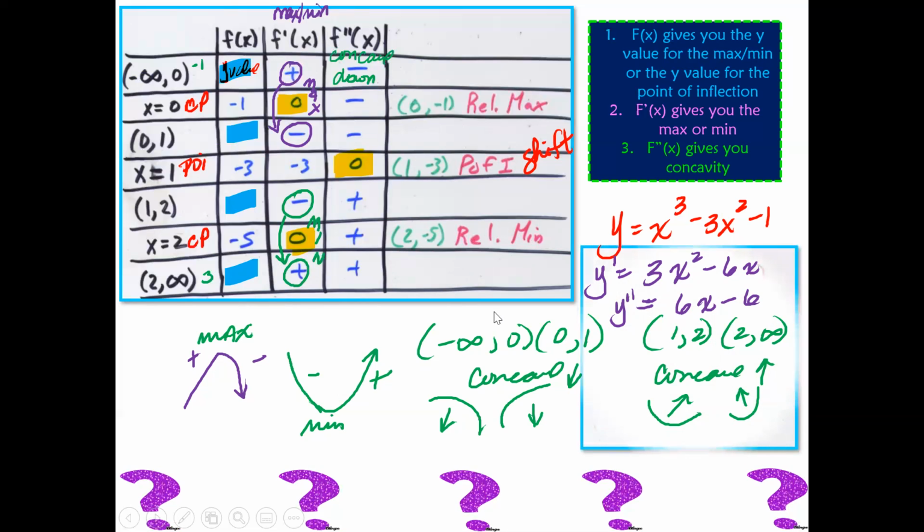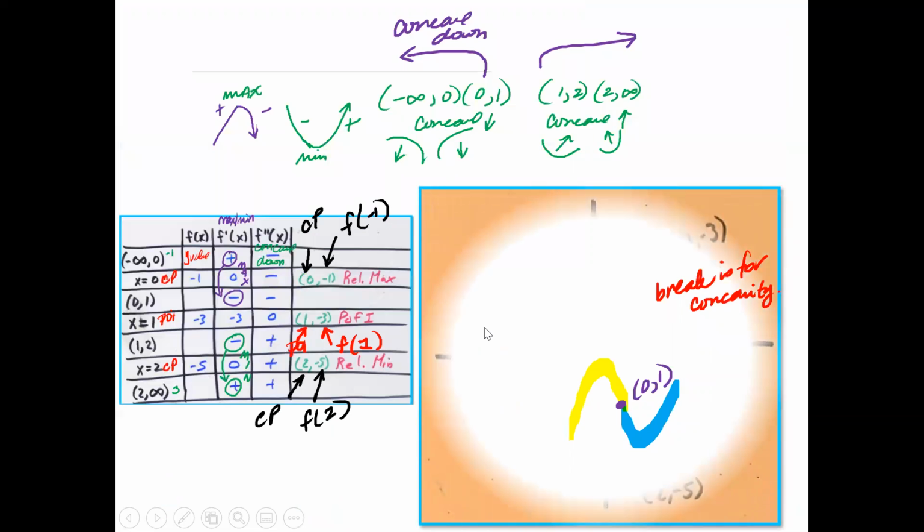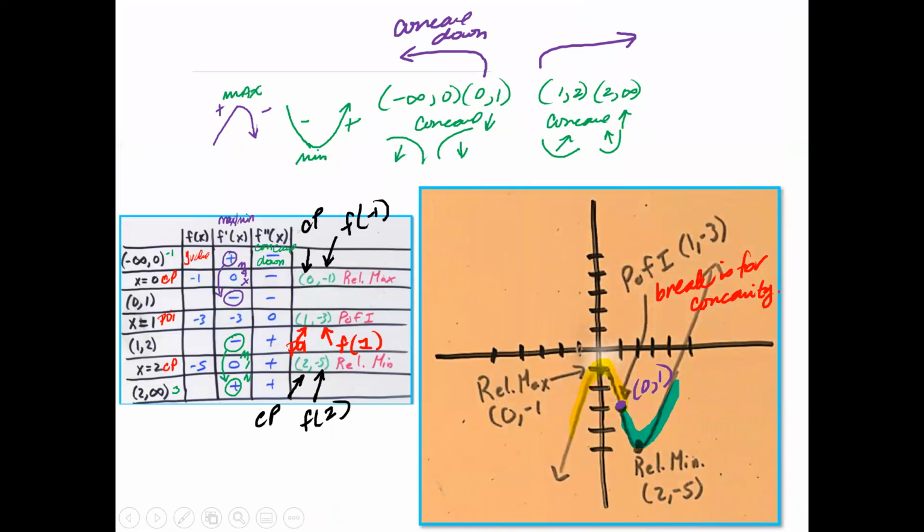If you were to go ahead and graph this using this information, your graph will look something like this. And the reason why it will look like this is you start off with your relative max at 0, negative 1. At 0, negative 1, there's your max.